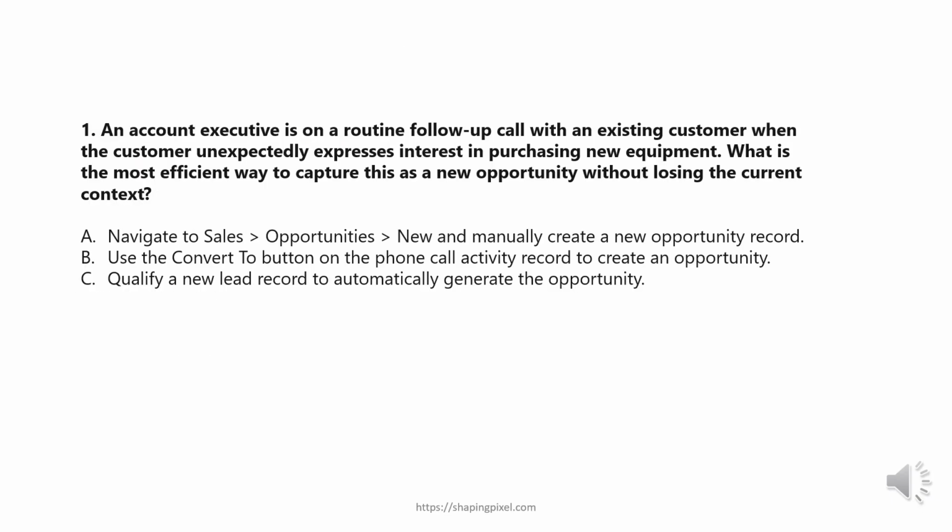An account executive is on a routine follow-up call with an existing customer when the customer unexpectedly expresses interest in purchasing new equipment. What is the most efficient way to capture this as a new opportunity without losing the current context? Navigate to Sales, Opportunities, New, and manually create a new opportunity record. Use the Convert To button on the phone call activity record to create an opportunity. Qualify a new lead record to automatically generate the opportunity. Correct answer is option B.